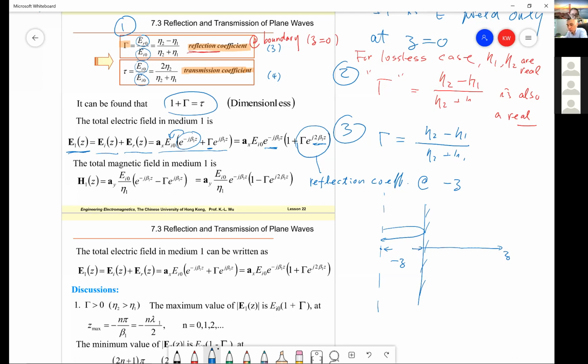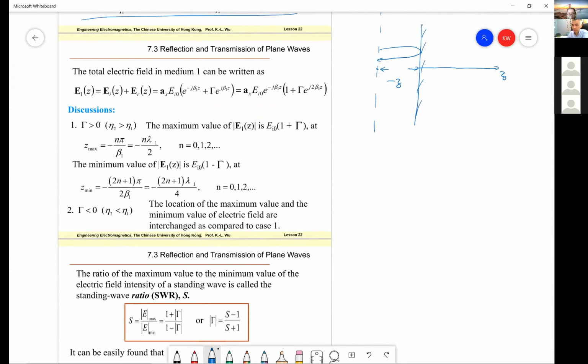So we will have a more general description anyway. This is the total electric field. Similarly, we can find the total magnetic field. Once we know this relation, we have a minus sign to describe the magnetic field of the reflected wave, which must be polarized in the minus y direction. We don't repeat this.